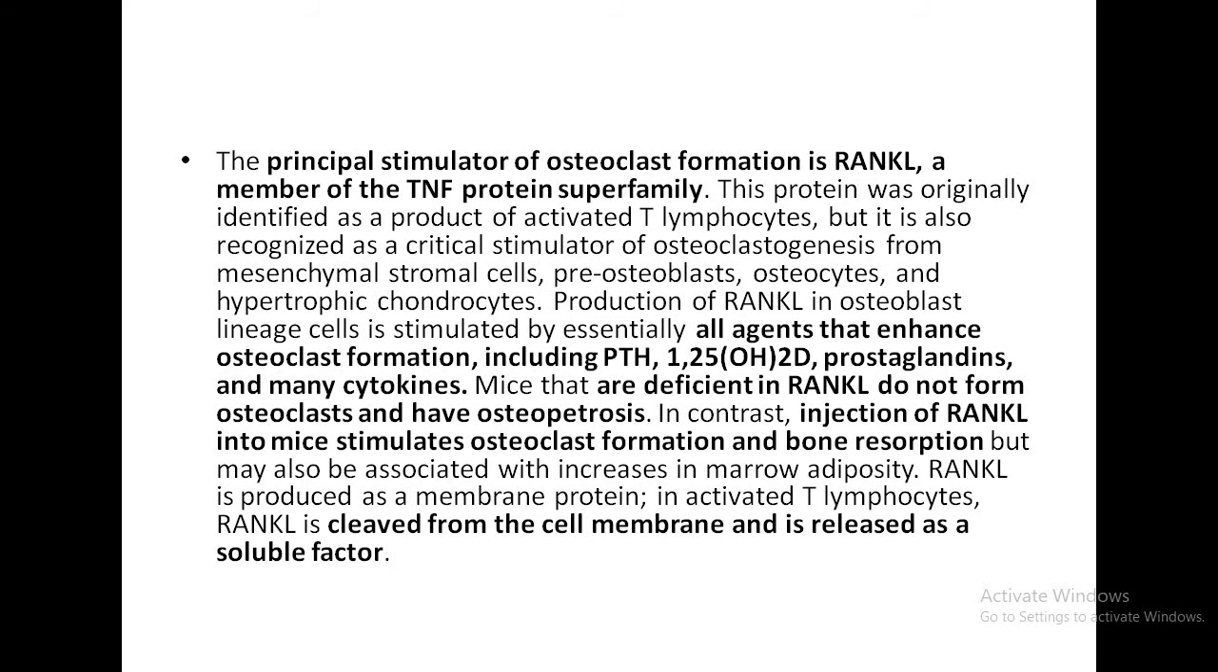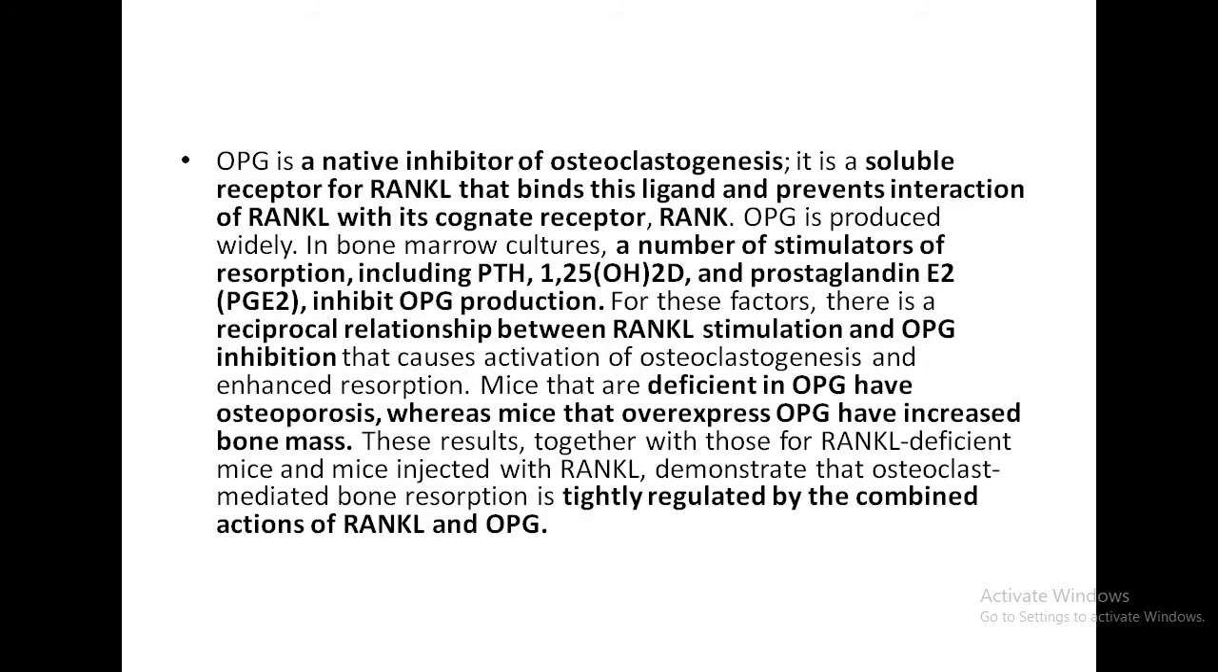RANKL is a membrane protein. It is cleaved from the cell membrane and released as a soluble factor. Now what about osteoprotegerin? It's a native inhibitor of osteoclastogenesis. It's also a soluble receptor for RANKL, and it binds with this ligand and prevents interaction of RANKL with its cognate receptor RANK. So OPG binds with RANKL, and thus prevents RANKL from being bound to RANK.